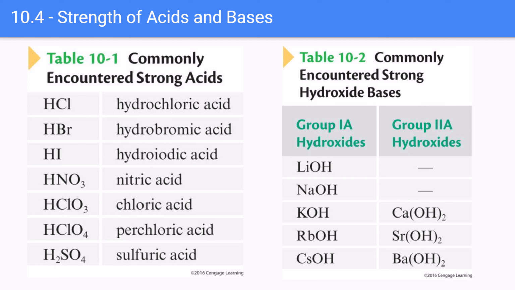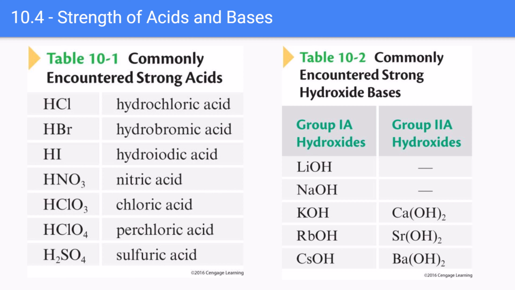Now, here's a list of strong acids and bases. These are ones you're just going to have to know and memorize. We have HCl, which is hydrochloric acid, HBr, which is hydrobromic acid, and HI, which is hydriodic acid. You then have nitric acid, chloric acid, perchloric acid, and sulfuric acid. So these are the ones that readily get rid of that hydrogen.